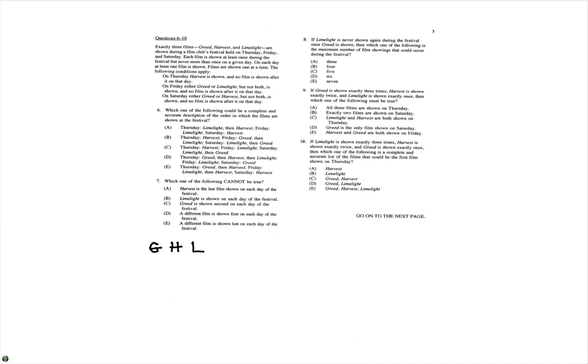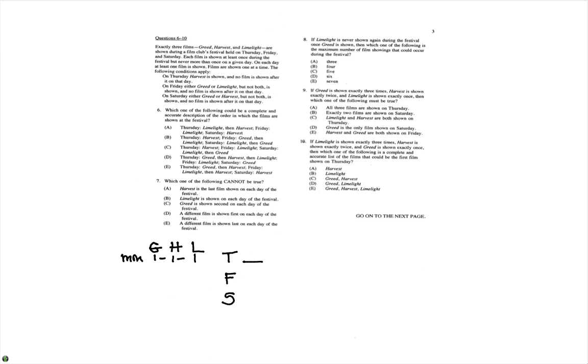We know that each film is shown at least once during the festival. So we need minimum Greed to show up once, Harvest to show up once, and Limelight to show up once. Right? Minimum. But never more than once on any given day. Okay, so max once per day. And then it also tells us on each day at least one film is shown. So we know that each day has at least one film.